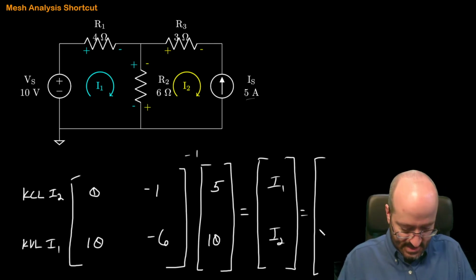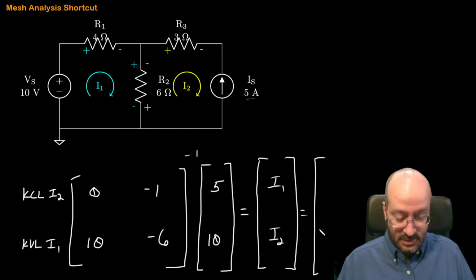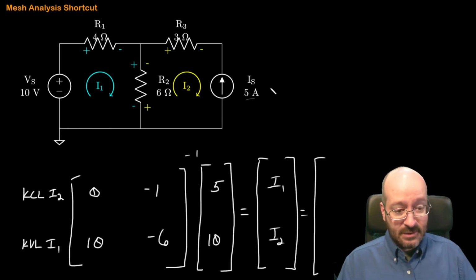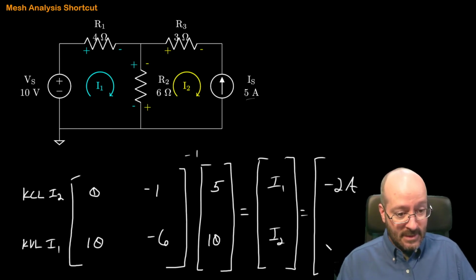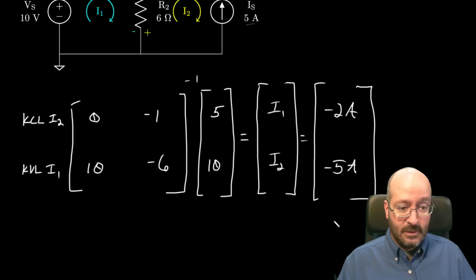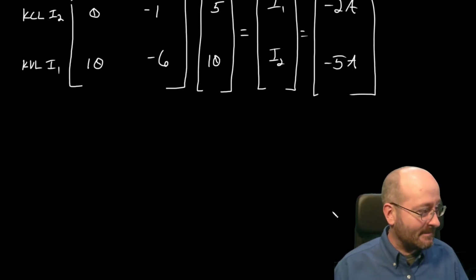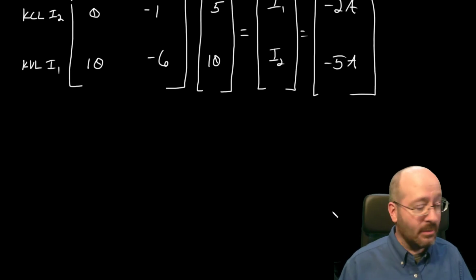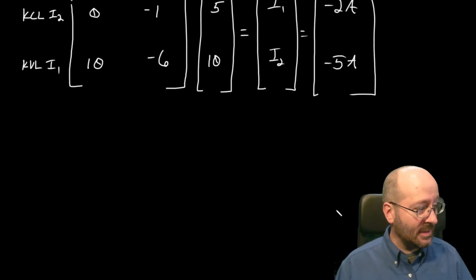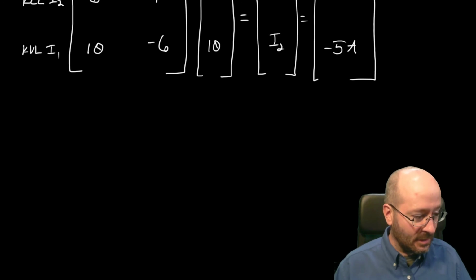Calculator. Okay, 2x2: 0, negative 1, and 5, 10, negative 6, and 10. We get negative 2 amps and negative 5 amps. Okay. I even introduced something new, and it's only 3 minutes. It's quick. It's really quick, I promise you. And you can do it, and you can do it consistently, and that's why I think it's worth teaching. It's going to make our lectures a little shorter, because we're going to have to do a lot of analysis on circuits as we move on.